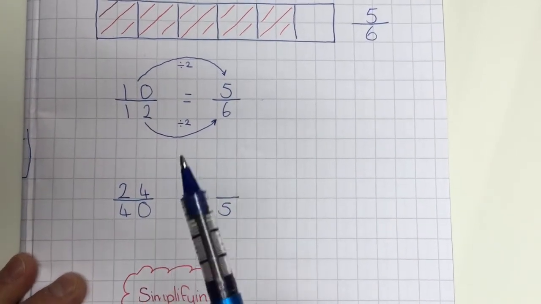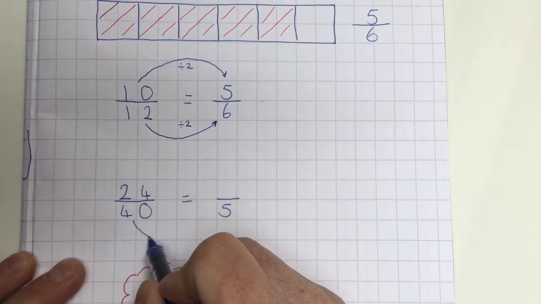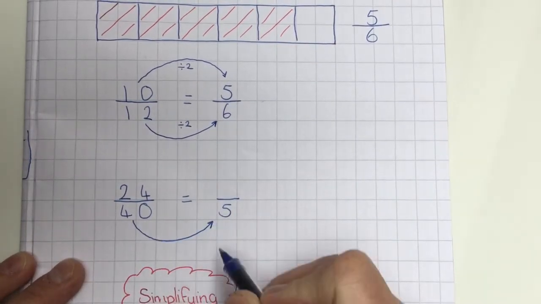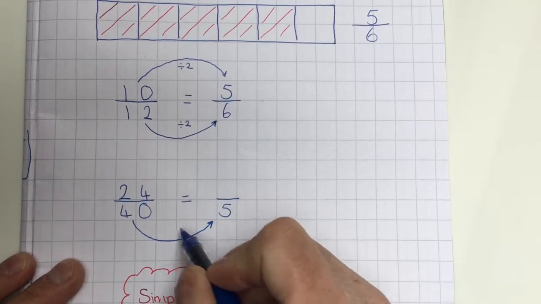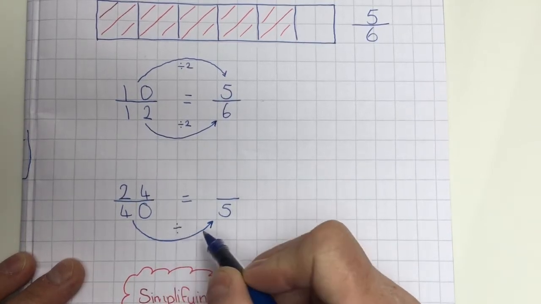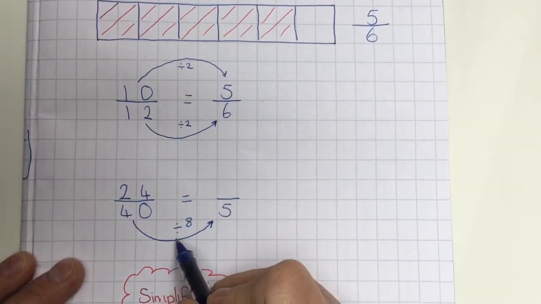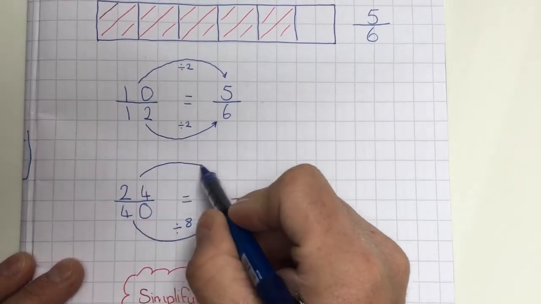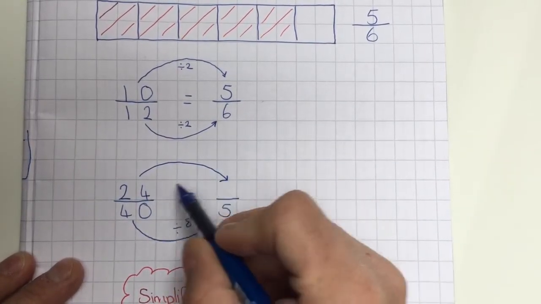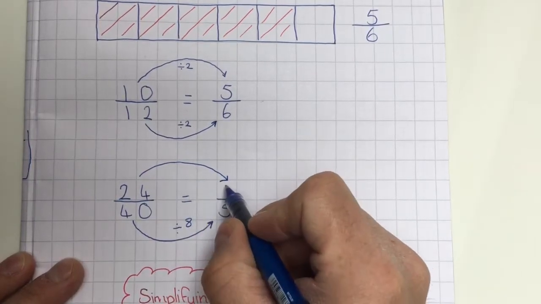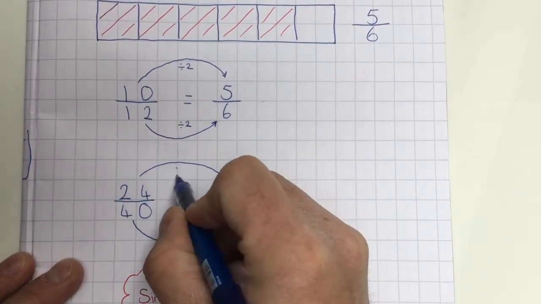Let's take a look at another example down here. So, question, what have I done to get from here to here? Hopefully you said, Mr. Hayes, we have divided that by 8. Okay, whatever we do to the bottom, we do to the top. So we're going to divide 24 by 8 gives you 3.